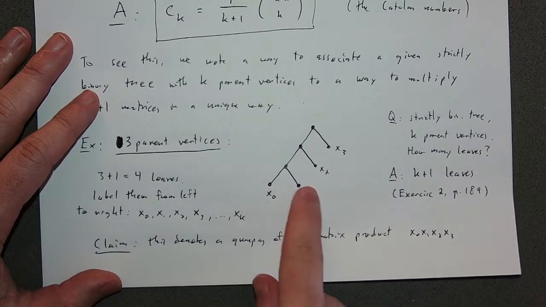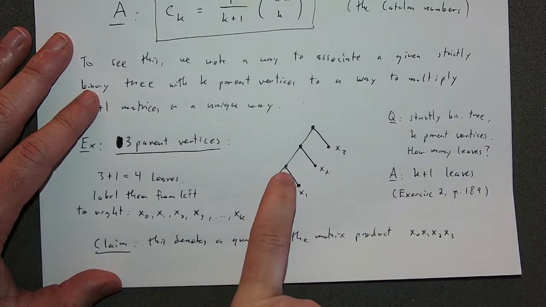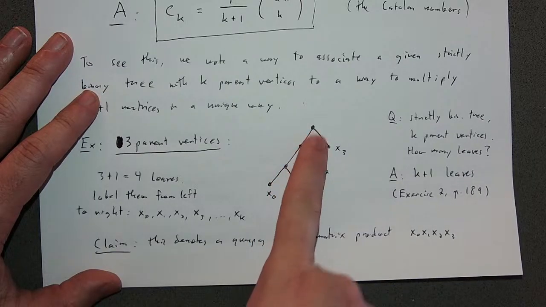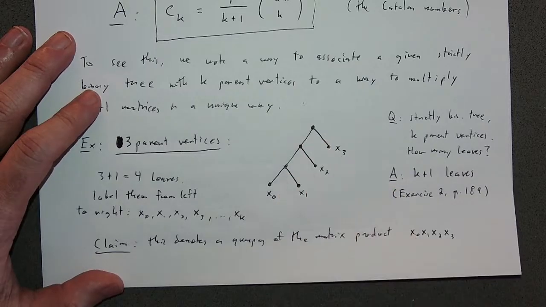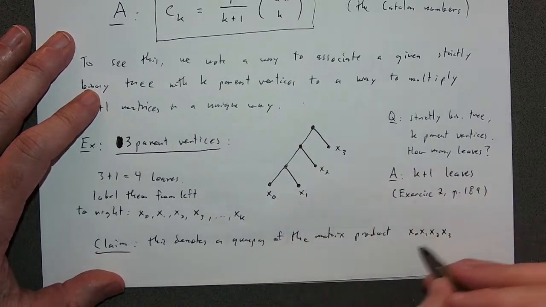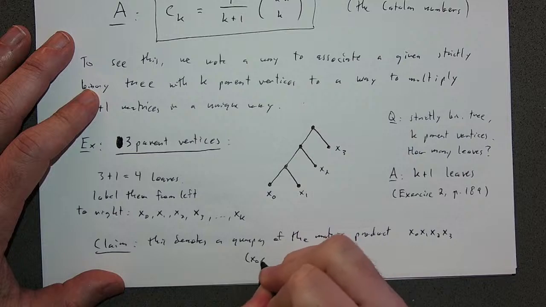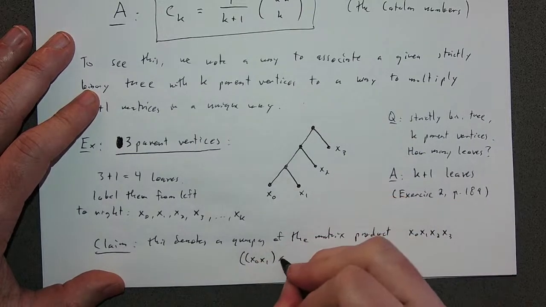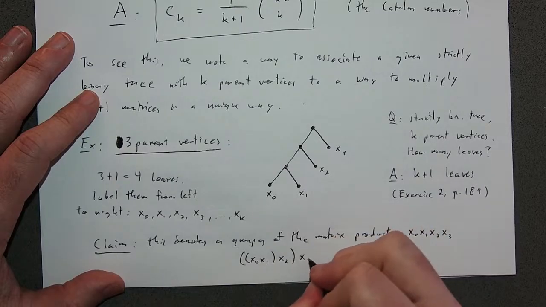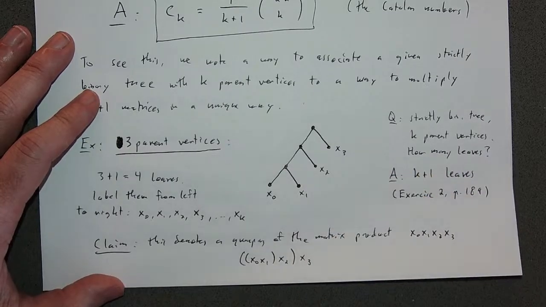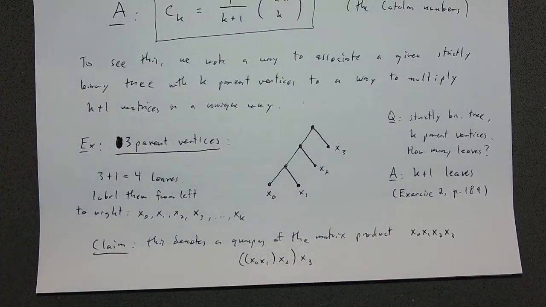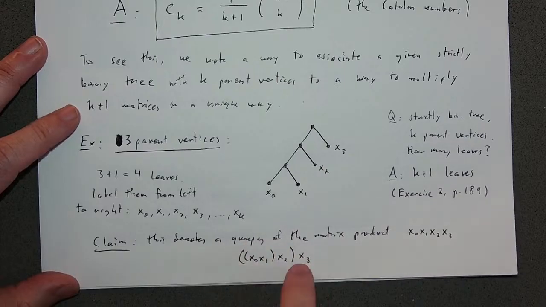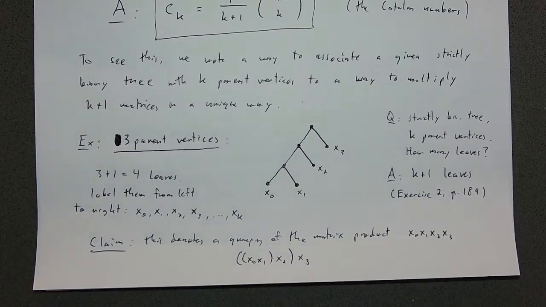Because x0 and x1 are children of this vertex, they are grouped together, and then we go up the tree toward the root. So this would be x0 and x1 grouped together, and then grouped with x2, and then x3 is the last one. So this strictly binary rooted tree, we label it like this. This is associated with this grouping of the matrix product.